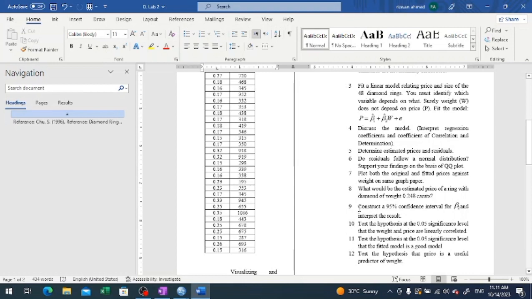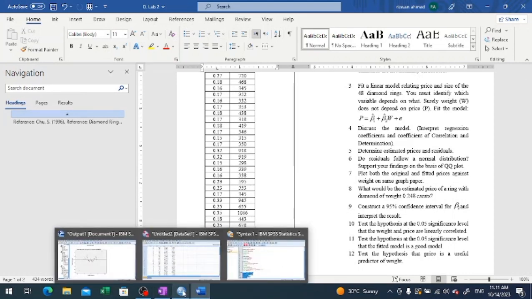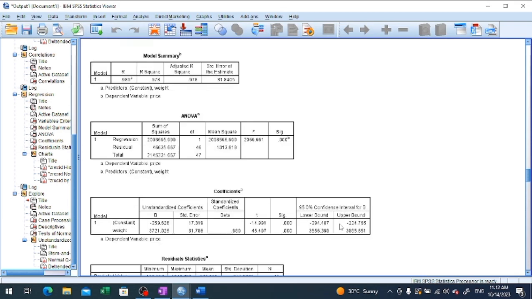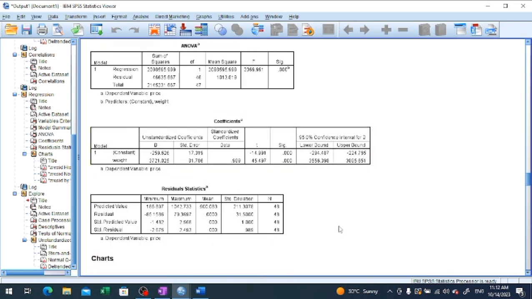Now we are asked to construct a 95% confidence interval for beta 2, which is the slope coefficient, and interpret the result. This is what I have already done in the table of coefficients. When we fitted the model, I marked a check across 95% CI, and consequently the software gives us in the coefficients table the lower and upper bounds for the 95% CI for both constant and weight. We are asked to interpret the 95% CI for the weight coefficient, that is, for the slope.